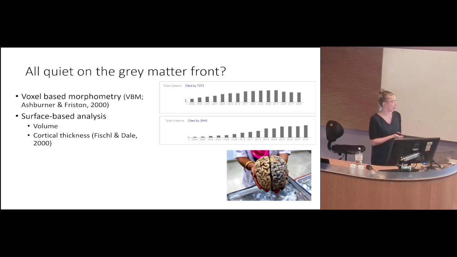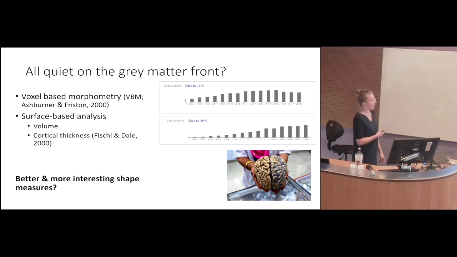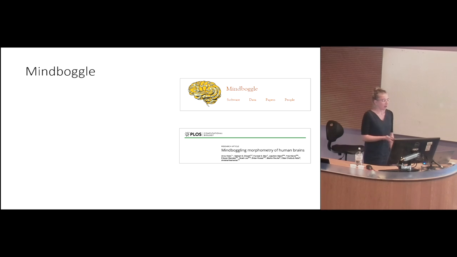However, if you look at the real human brain, you might argue that volume and thickness is a bit of a coarse measure of what's going on structurally and biologically in the brain. The brain curves and folds in different ways, and has different levels of depth at different points, but thickness and volume don't really get at that properly. So we might want to ask whether it's possible to calculate better and more interesting shape measures in addition to volume and cortical thickness. And this is where Mindboggle comes in.